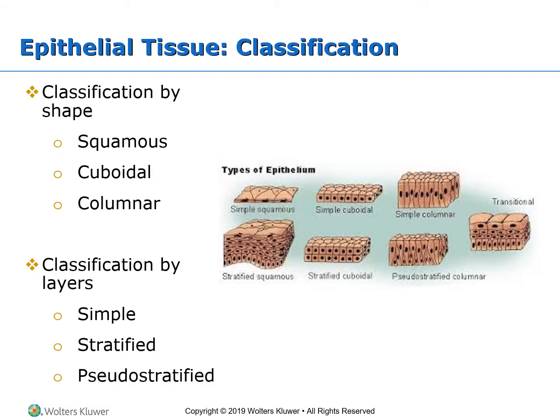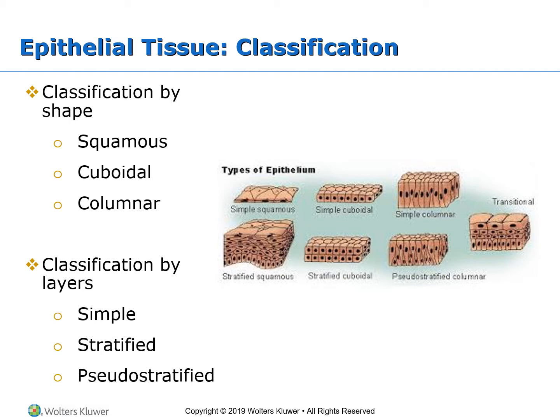Now, if we're looking in terms of classification, you see in the slide that we can classify them in three main categories. And along with those three main categories, based on the number of layers that the epithelial tissue has, we can have them as one single layer, and this will be called a simple epithelial tissue, or we may have them multi-layered in more than one layer, and that will be called stratified tissue.